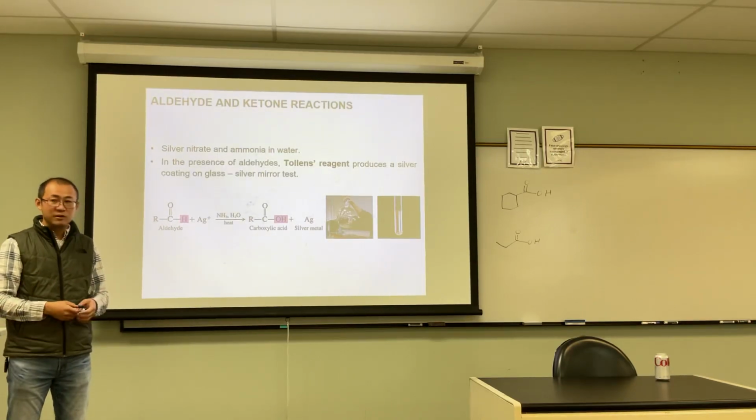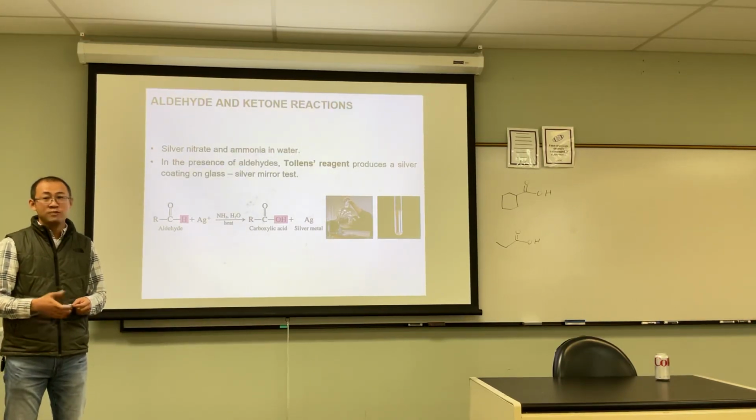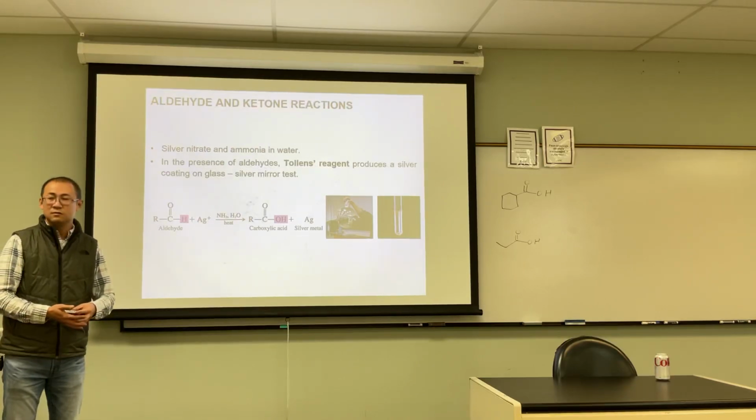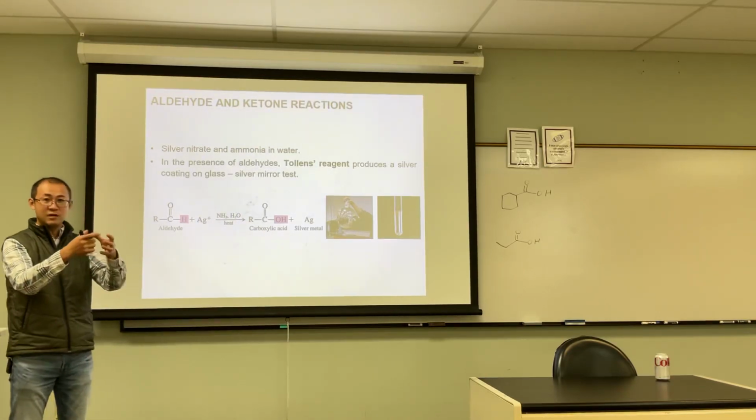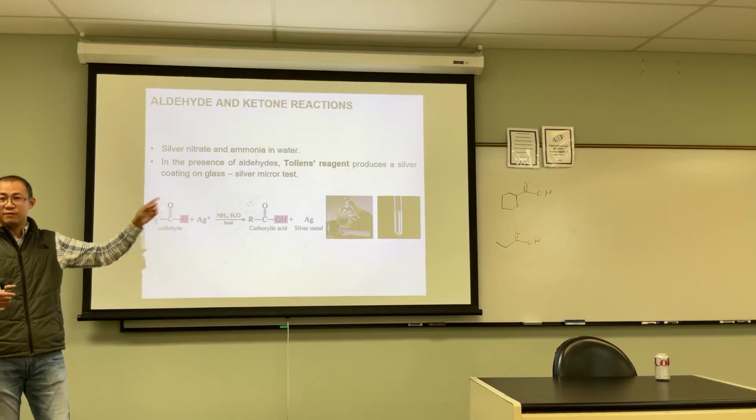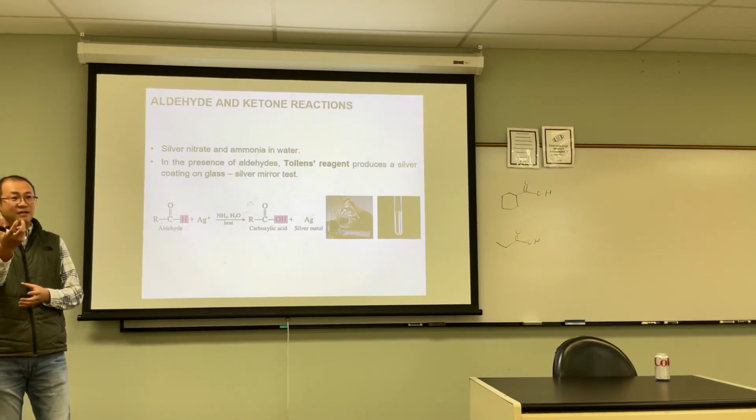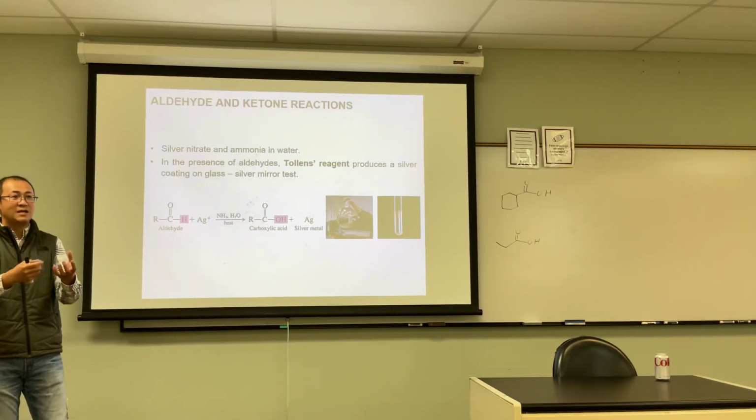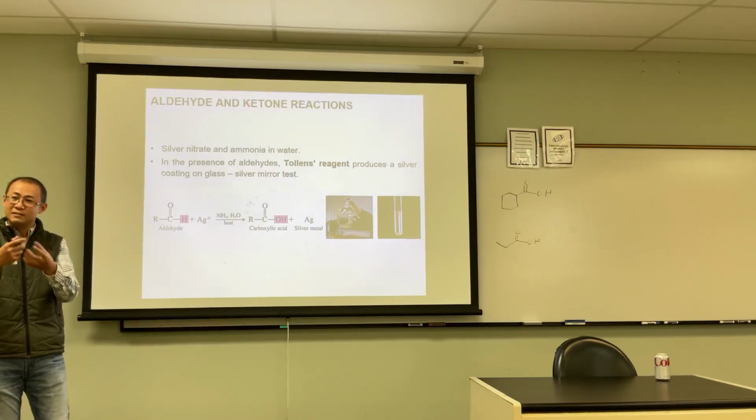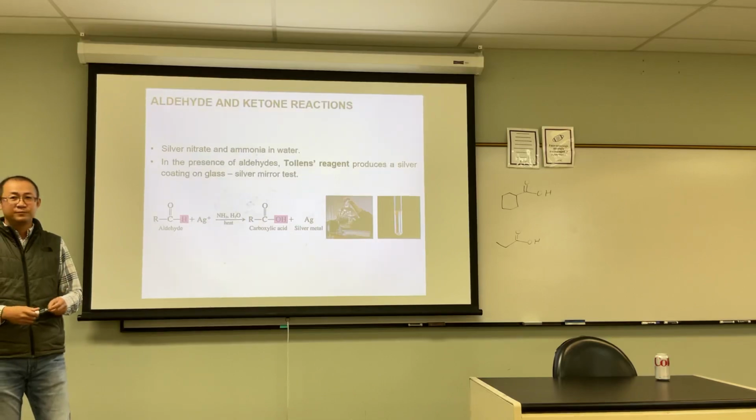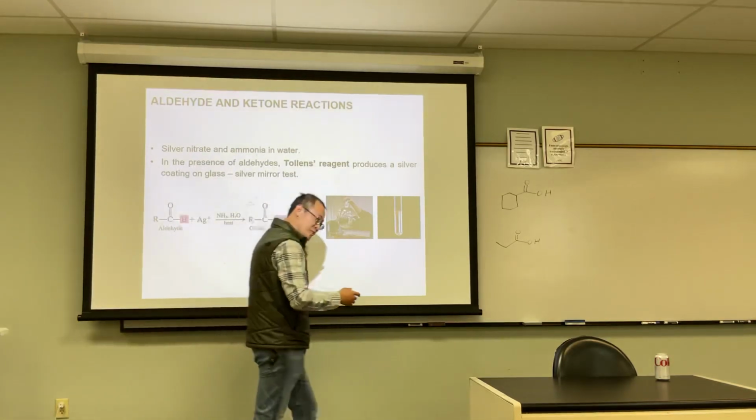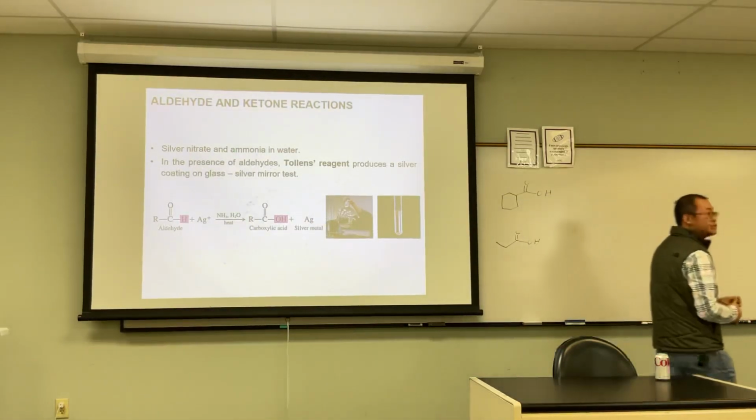If you're in the chemistry club, every year at Christmas, now it's spring, at Christmas we make Christmas ornaments using this reaction. You put the reaction inside the ornament, the ball, and the silver is deposited and shiny. You get shiny ornaments. Okay, that's the first reagent.